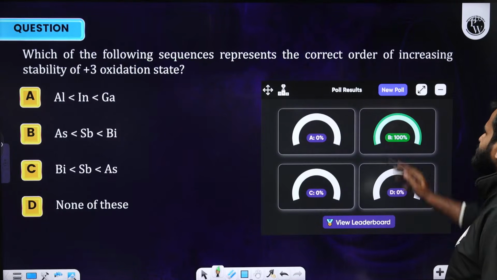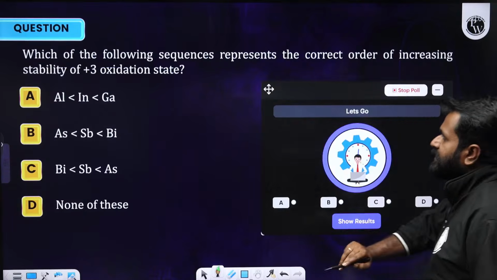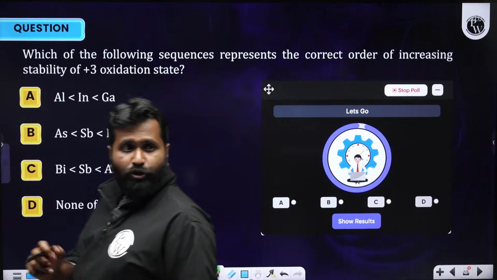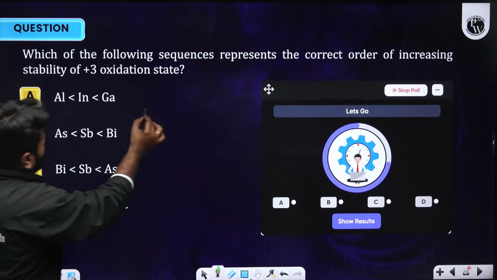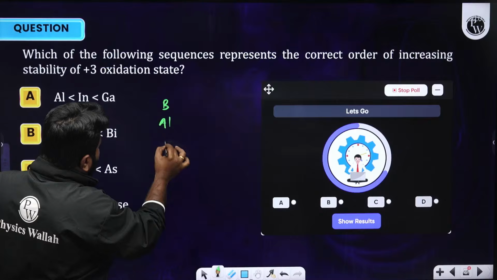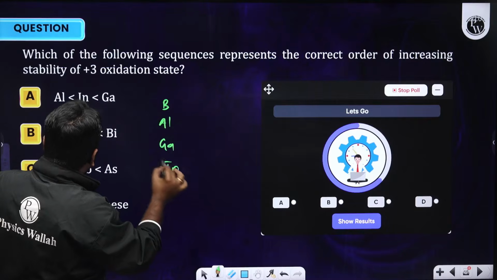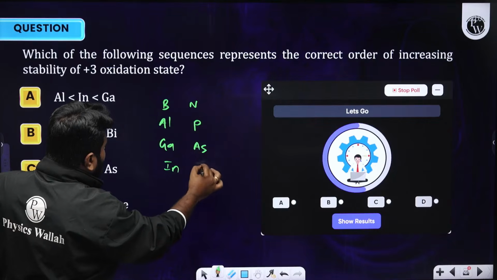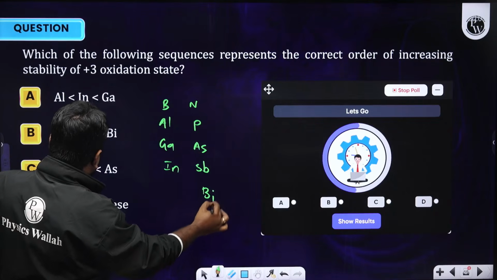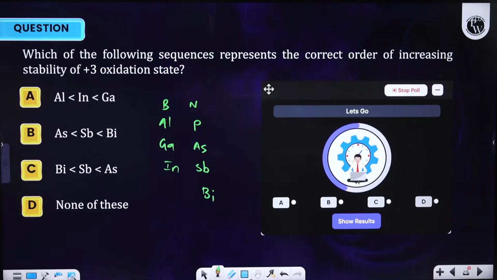Next question. Which of the following sequences represents the correct order of increasing stability of +3 oxidation state? They are dealing with boron, aluminium, gallium, indium, and nitrogen, phosphorus, arsenic, antimony, bismuth. Stability of +3 oxidation state.